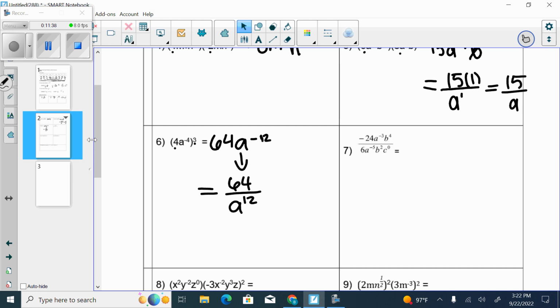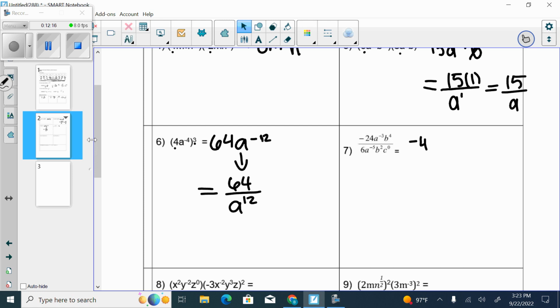Okay, so number 7, we're dividing. When we divide, what do we do with exponents? Subtract. So when we get to the exponents, we're going to be subtracting. So we actually divide the numbers. What's negative 24 divided by 6? Very good. And now we're going to subtract exponents. So for a, we've got negative 3 and negative 5, right? If subtracting negatives is going to confuse you, just put them where they would be positives, okay?